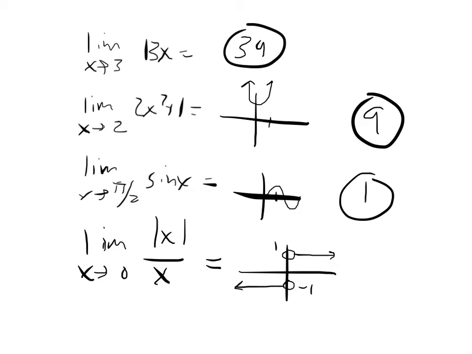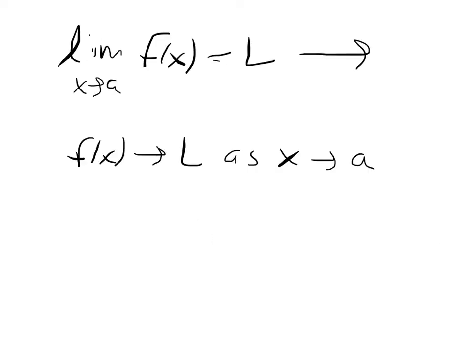Now, as I approach 0 from either side, do I expect to get the same number? And the answer is I don't. I expect to get 1 coming from the right side. I expect to get negative 1 coming from the left side. So this limit here does not exist. So another notation for limits, and I would read this aloud as the limit as x approaches a of f of x equals L, I can say f of x approaches L as x approaches a. So that would be the same thing. My function outputs are approaching L as x gets closer and closer to a.